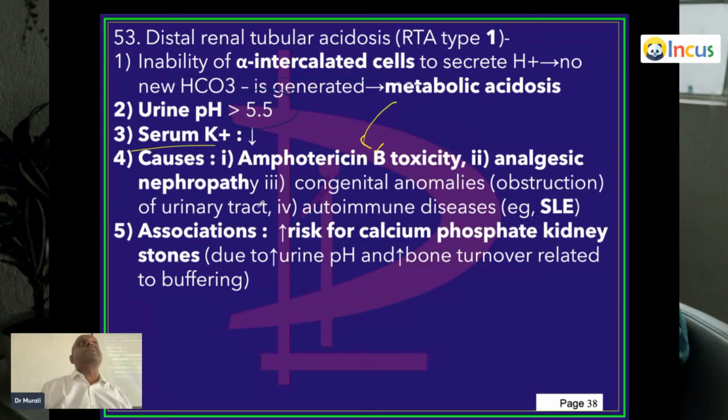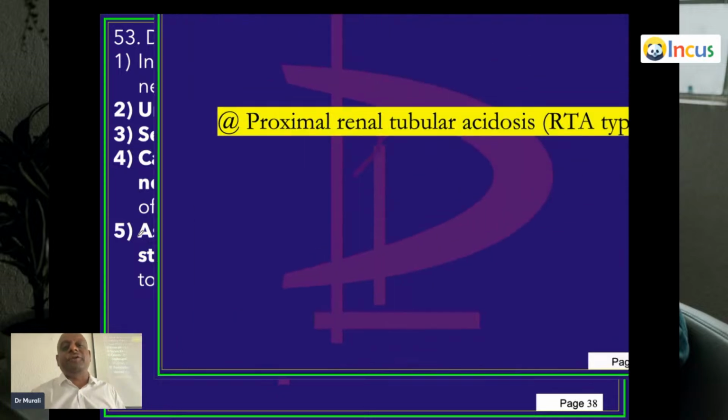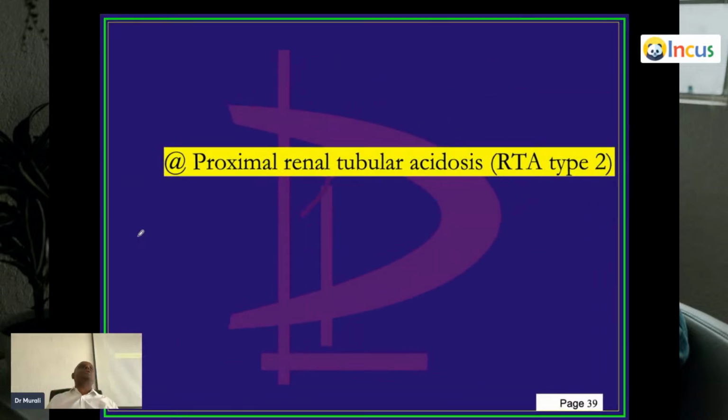So analgesic nephropathy leads to distal renal tubular acidosis. Autoimmune conditions like SLE with renal involvement lead to distal RTA. And any congenital anomaly leading to obstruction of the urinary tract, like uretero-pelvic junction obstruction, also leads to distal RTA. And in distal RTA there is an increased risk of calcium phosphate kidney stones. Finish this much, you understood?